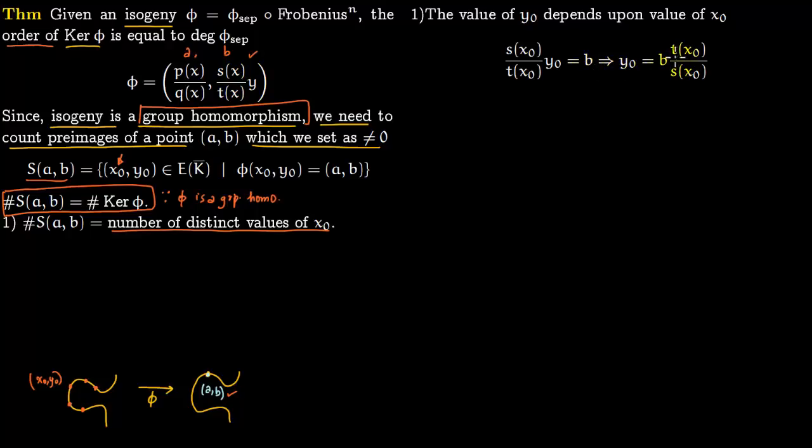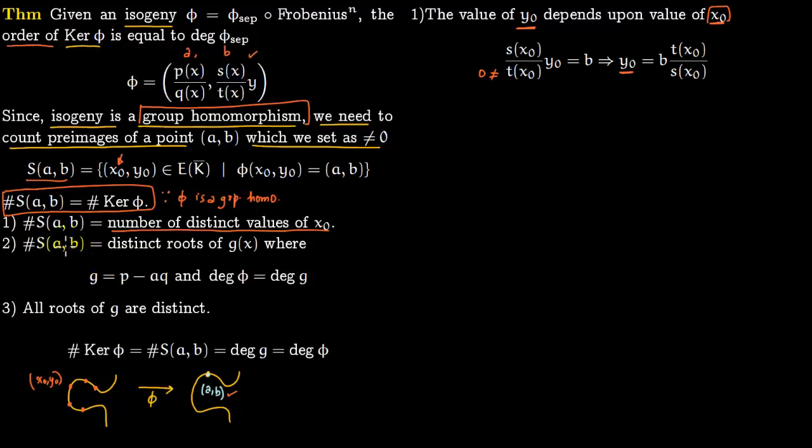Now solve for y0, you can say B tx0 over sx0, and this makes sense because this denominator is non-zero. So you can solve uniquely for y given the value of x0. So the value of y0 depends only upon the value of x0. So we can only worry about these points x0.